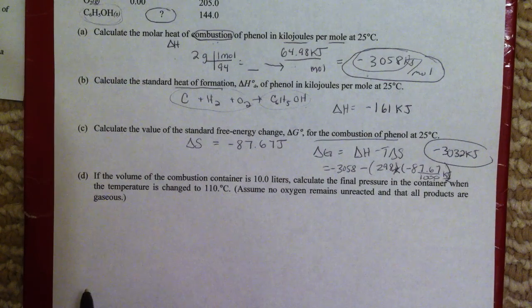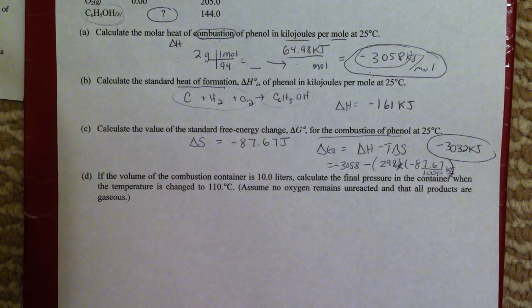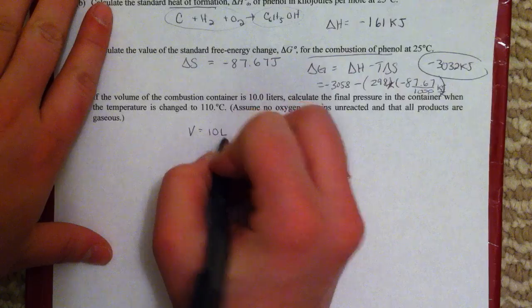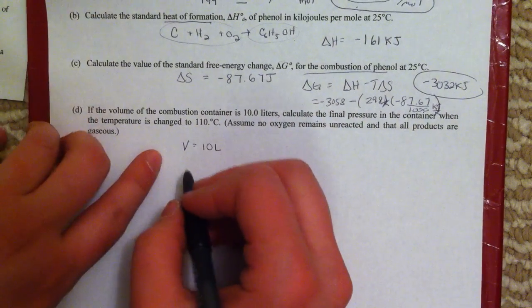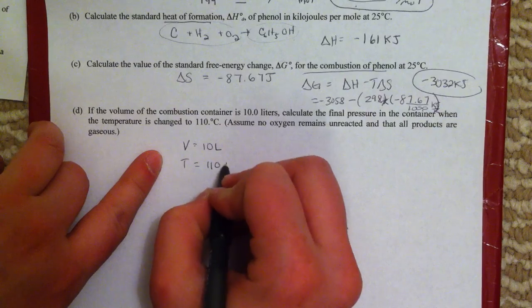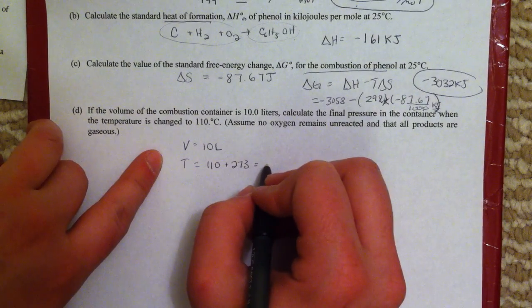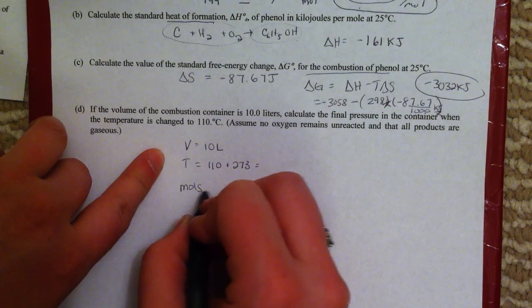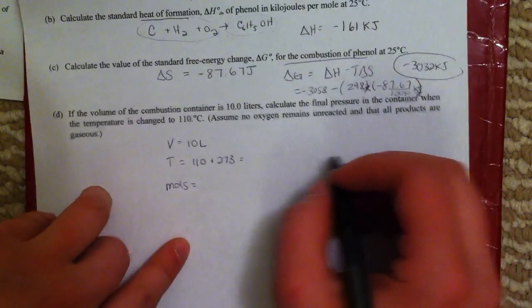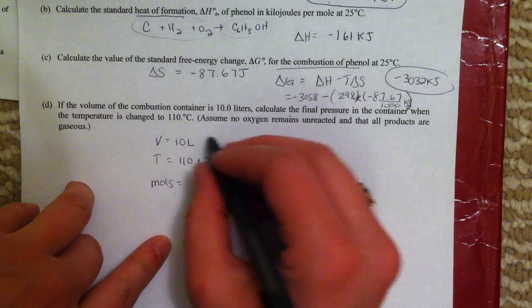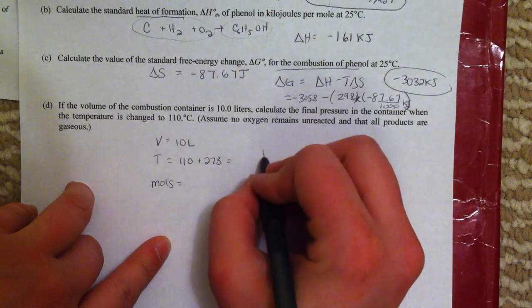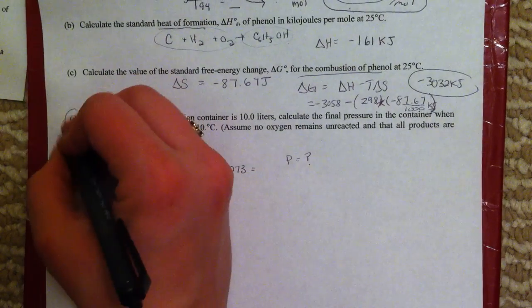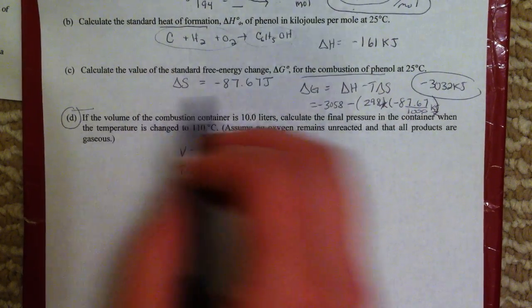And then, problem D is a doozy. But I don't like the way the key does it. We have a volume is 10 liters. And we have a temperature, which is 110 plus 273 would be the total temperature. And then we need to find the moles, and that's going to allow us to find the pressure, which is our unknown. So I'm actually going to cut this video and do number D on a different podcast because it's getting too long.